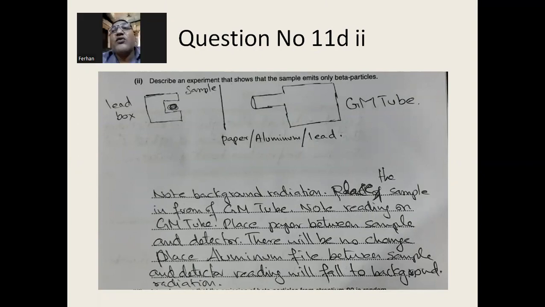Note background radiation. Place the sample in front of the GM tube a few centimeters away from the GM tube. Note reading on the GM tube. Place paper between the sample and the detector. There will be no change, which means that there are no alpha particles. Place aluminum foil of 5 millimeter thickness between the sample and the detector. Reading will fall to the background radiation. That shows that there are no gamma rays, only the beta particles are present.